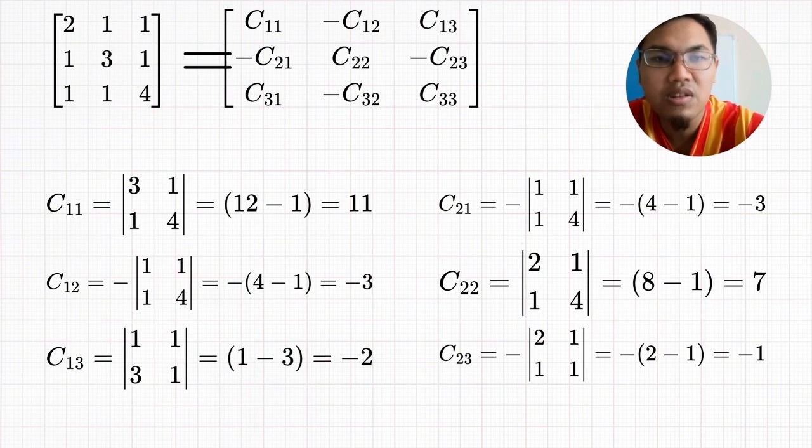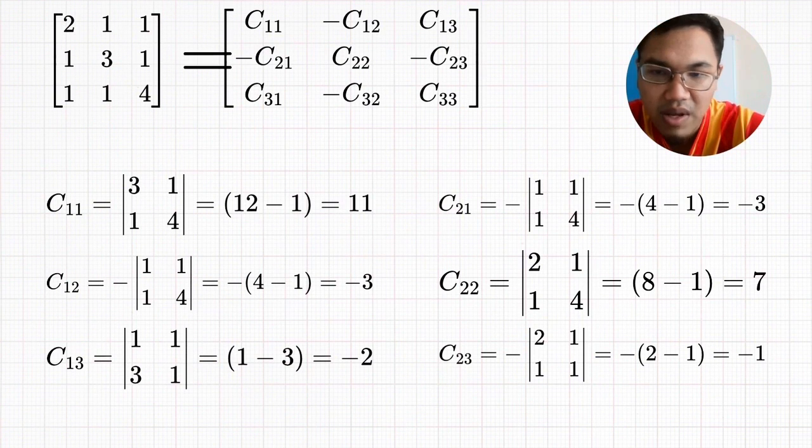After that, we find the determinant. We cross multiply them, meaning 3 times 4 and 1 times 1. Then we put them into the determinant formula, AD minus CB. So 12 minus 1 equals 11. After that, for the other entries we use the same method as C11. At C12, we ignore row 1 and column 2, so we take 1, 1, 1, 4.